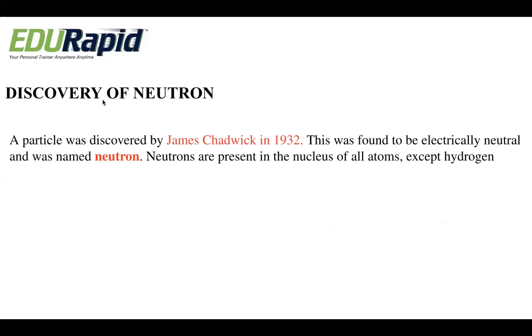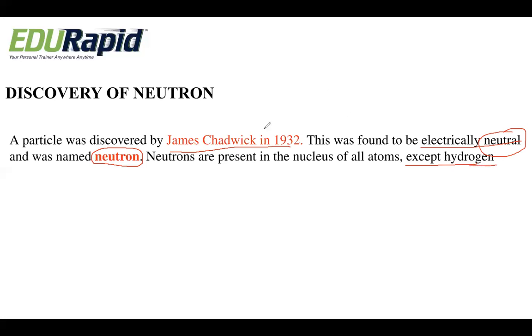The discovery of the neutron was done by the scientist James Chadwick. James Chadwick discovered a particle in the year 1932. He found that this particle was electrically neutral. Neutral in the sense that it was neither positive nor negative. It was electrically neutral, and he named it the neutron. So what is this neutron? Neutrons are present in the nucleus of all atoms except hydrogen. So this was discovered by James Chadwick.